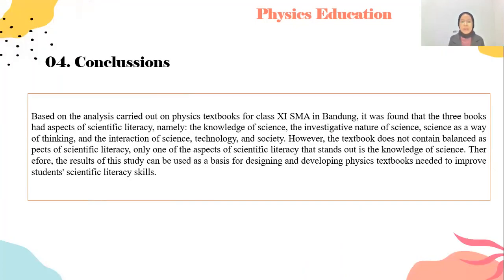Fourth, conclusion. Based on the analysis carried out on physics textbooks for class 11 in senior high school in Bandung City, it was found that the three books had aspects of scientific literacy, namely the knowledge of science, the investigative nature of science, science as a way of thinking, and the interaction of science, technology, and society. However, the textbooks do not contain balanced aspects of scientific literacy. Only one of the aspects that stands out is the knowledge of science.